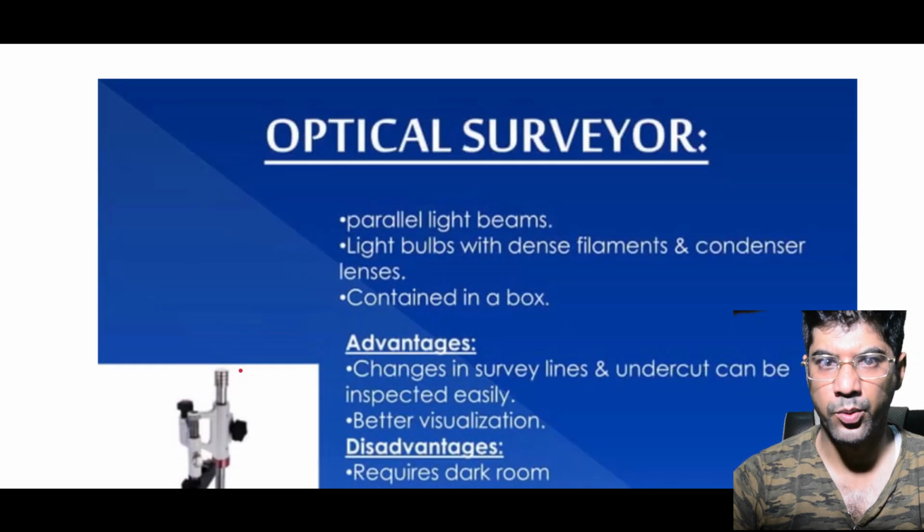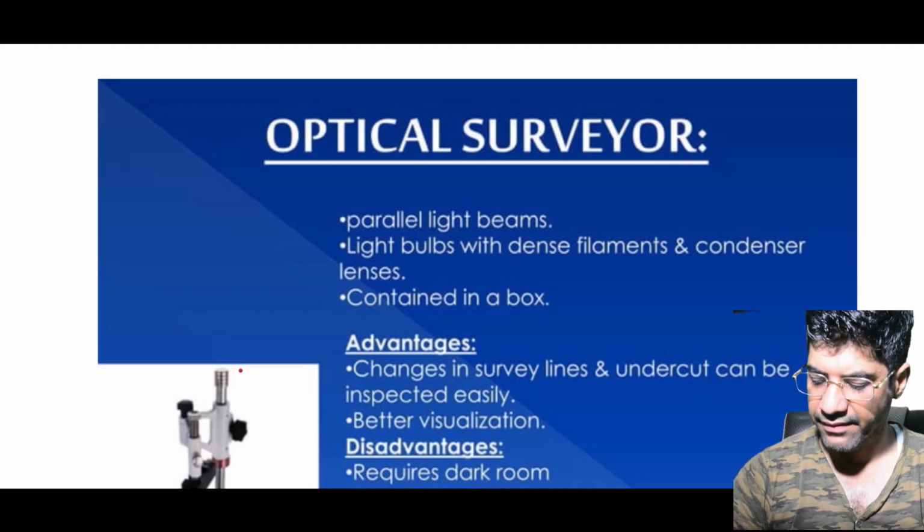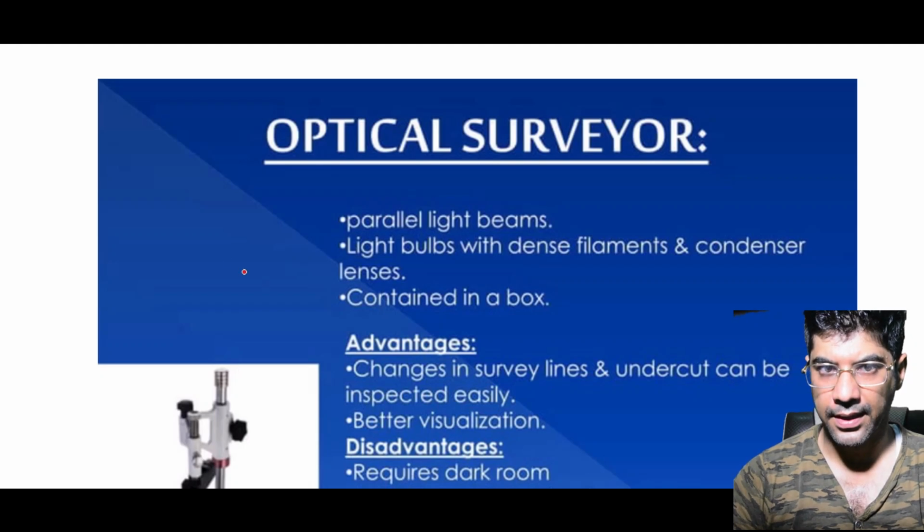Optical surveyor, it uses a parallel beam of light to illuminate the cast with the survey line indicated by the borders of bright and dark areas. So the shadow areas, remember here, the shadow areas will denote the undercut.